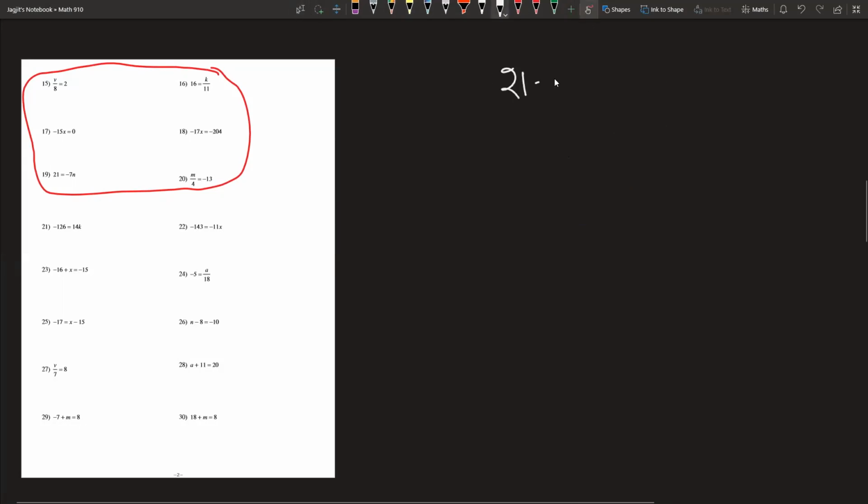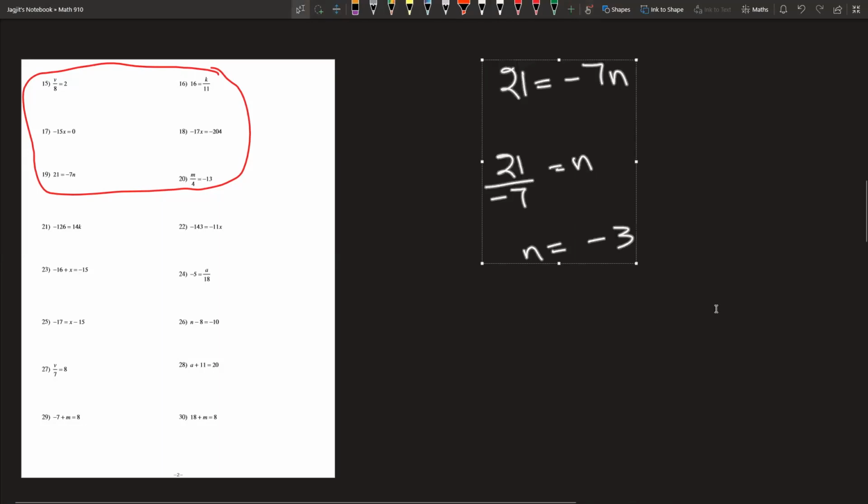21 is equal to negative 7n. Okay, so this negative 7 is going to cross multiply. It will land at the bottom. So your n is going to be negative 3. Right? 21 divided by 7 is just 3. You just move the negative to the top. Okay? How many of you guys got this? Yep. Good.